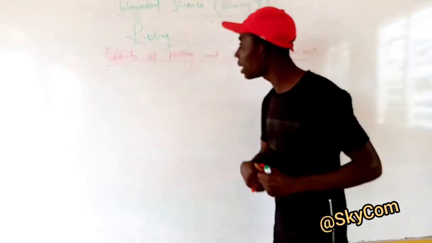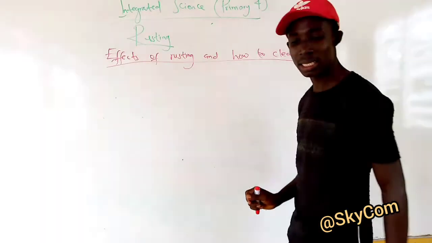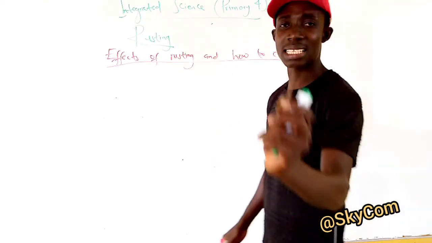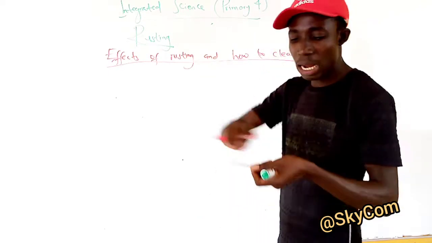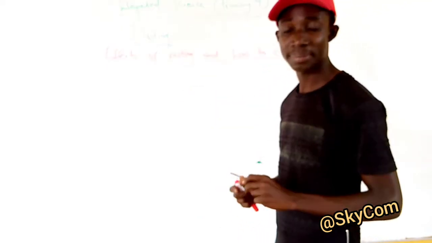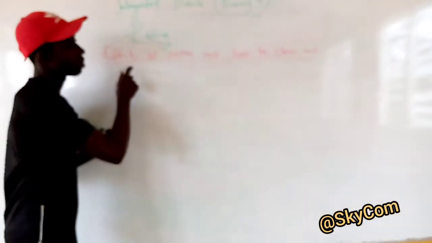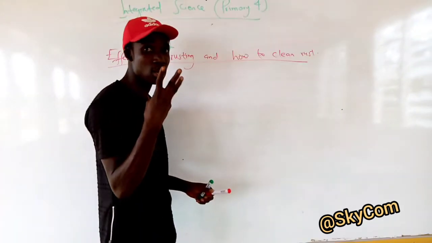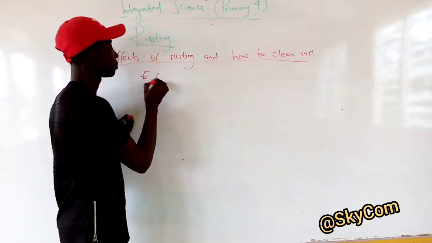Today our lesson is going to be effects of rusting and then how we can clean rust. Is rusting good? No, the color has changed. We don't like it like this. How can we clean this rust from there? First, let's start with the effects. So at the end of this lesson, you'll be able to tell me at least 3 effects of rusting.